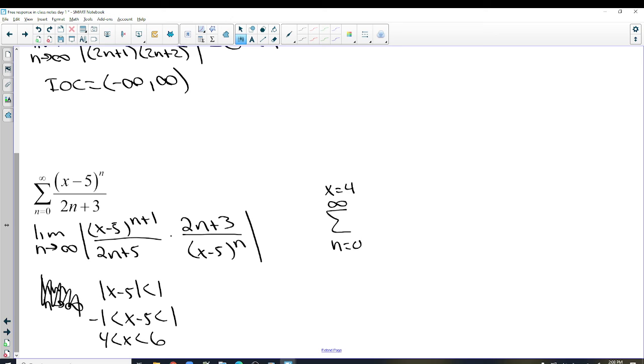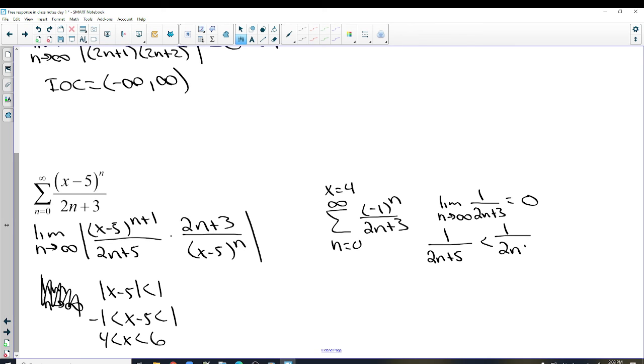The sum from n equals 0 to infinity of negative 1 to the n over 2n plus 3. Now, we're not asked about absolute convergence or conditional, so let's just do the alternating series test. We have the limit as n approaches infinity of 1 over 2n plus 3 is equal to 0, so it passes the nth term test. Then we have to say 1 over 2n plus 5 is less than 1 over 2n plus 3. No variables in the numerator, so we can say that with confidence. So this converges by alternating series test.